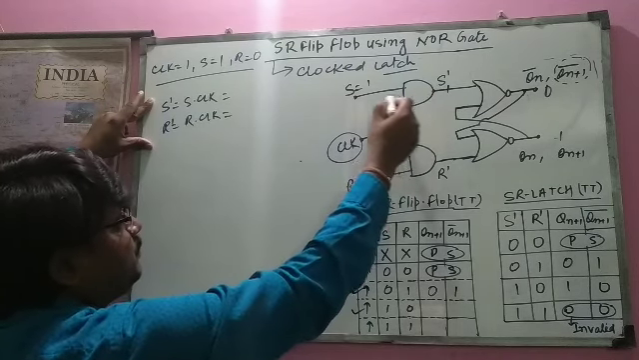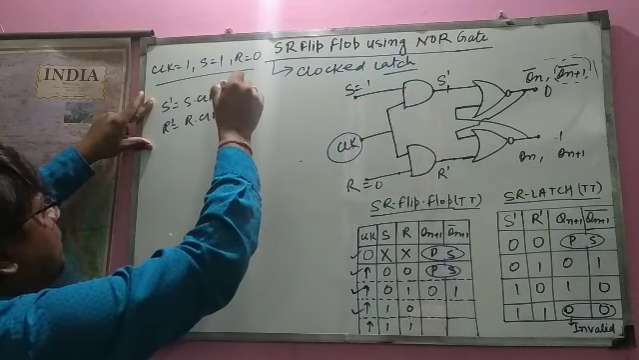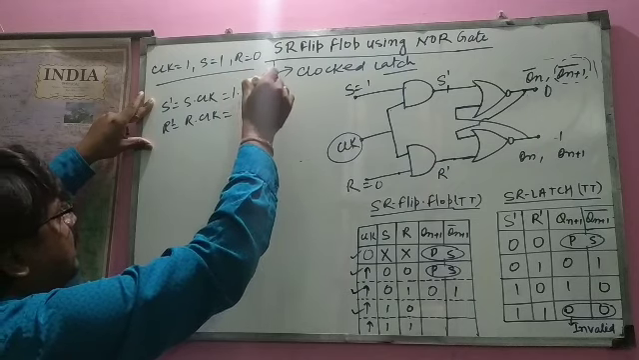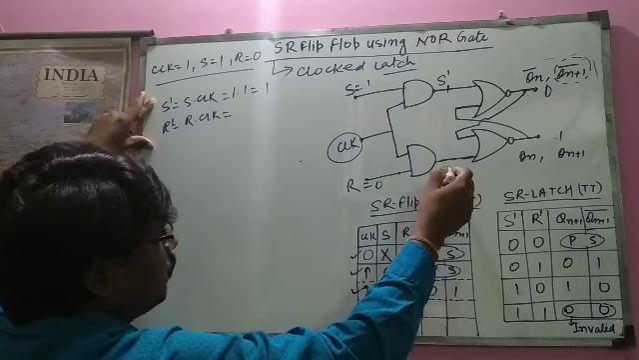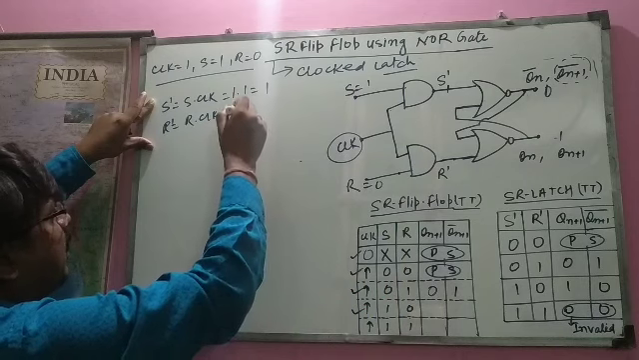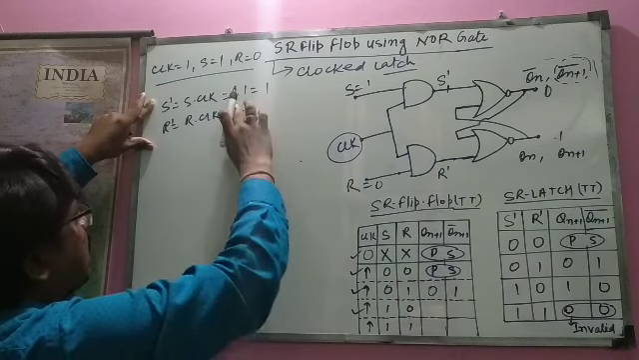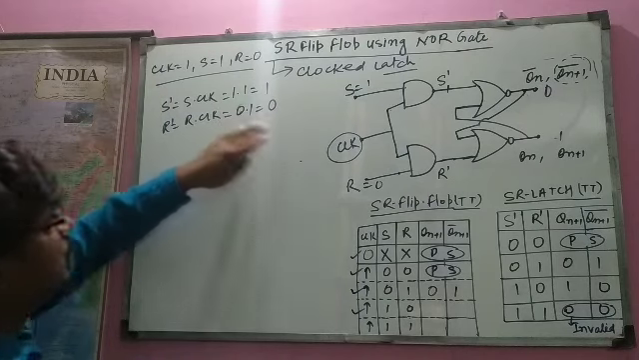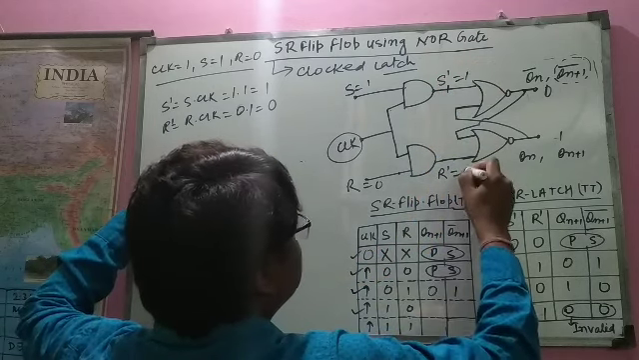S dash will be this S into clock. What is the value of clock? This is 1, and what is the value of S? That is 1. That will be 1. And what will be the value of R dash? It will be equal to this R into clock. R is 0 and clock is 1, so it will be 0. So this S dash is 1 and R dash is 0.